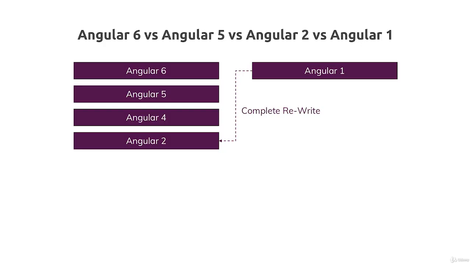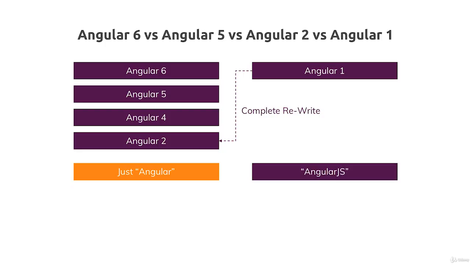So in general, we refer to Angular 2 or higher as just Angular. So the framework is now called Angular, and it simply has different versions. Angular 1, on the other hand, is not related to these versions, so it's not related to Angular 2+, and therefore we refer to that as AngularJS to differentiate these two frameworks.